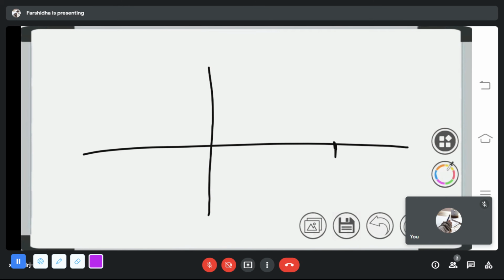Now E. E is on the x-axis, it is 2/3 and 0. Okay.